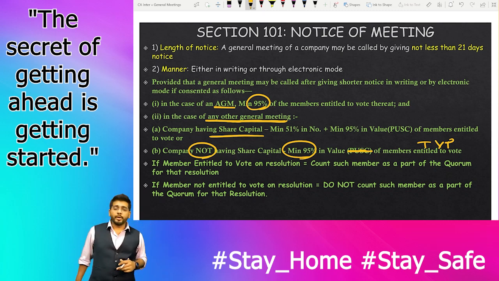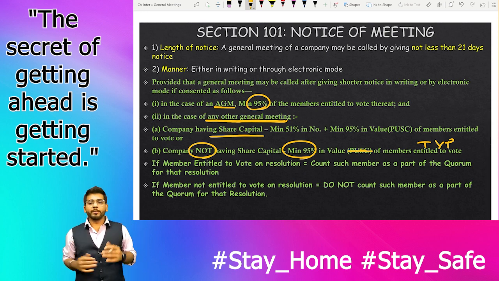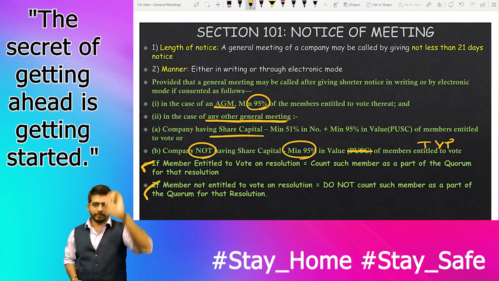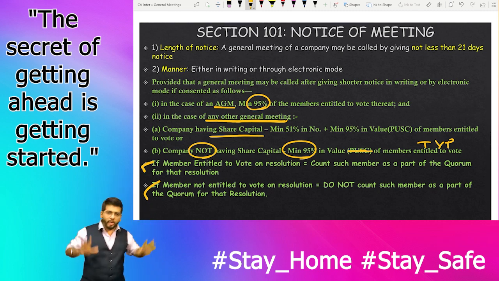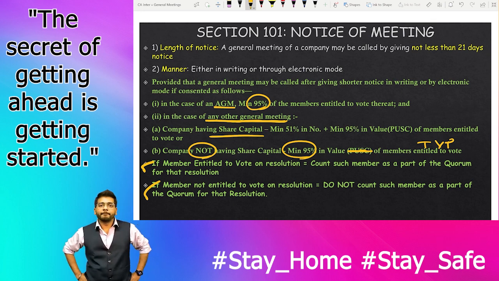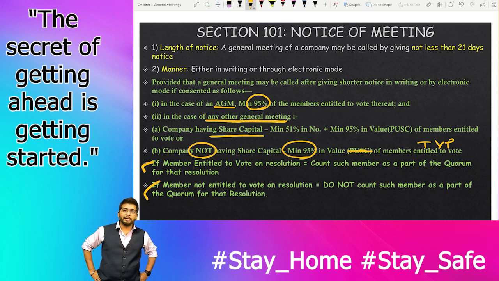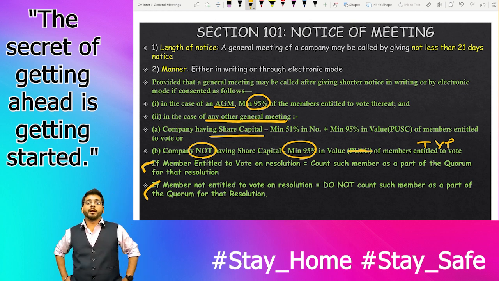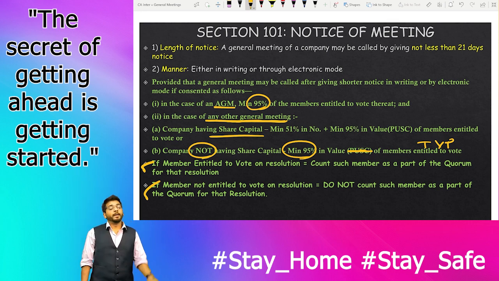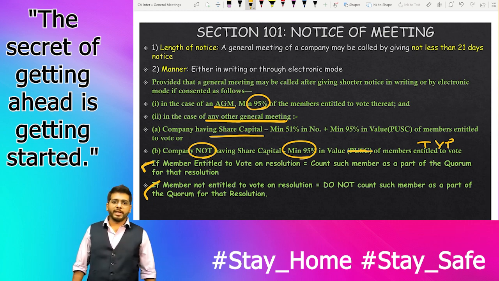Now, sir, if this particular meeting is called, how should we verify whether quorum is present or not? How should we include it in the quorum? They are saying if you are a member who is entitled to vote in that meeting, that is, a member having voting rights, then you will be counted as a part of quorum. If you are a member who is not entitled to vote at that meeting, then you won't be counted as a part of the quorum. So whatever resolution you are allowed to vote on, for that resolution we will count you as a part of quorum. But if there is any particular resolution where you are not allowed to vote, then for such resolutions you will not be counted as a part of quorum.